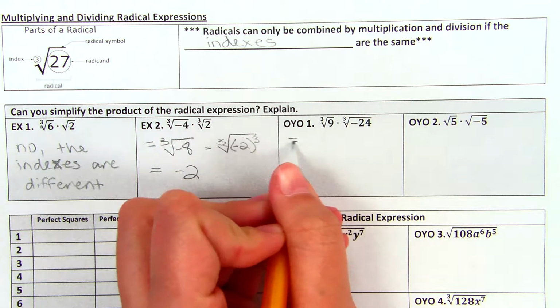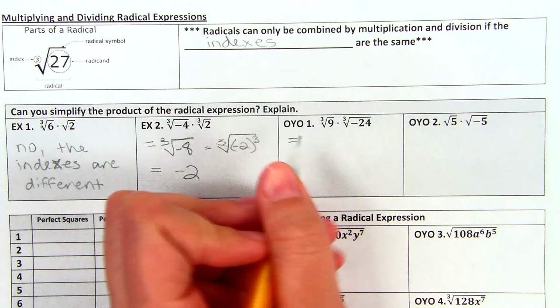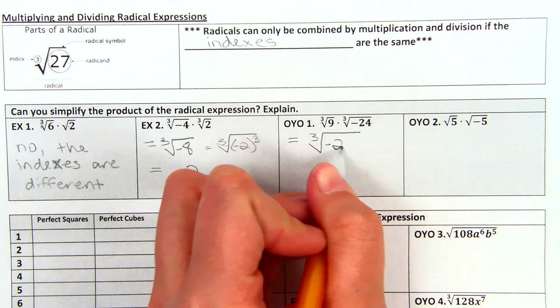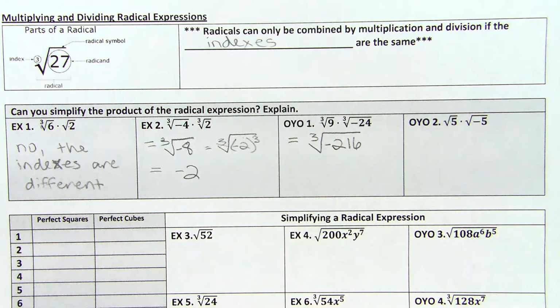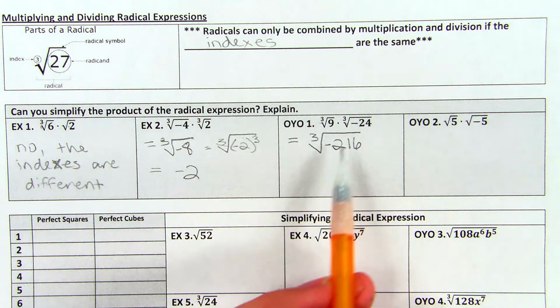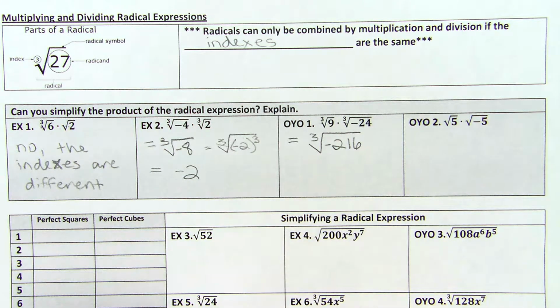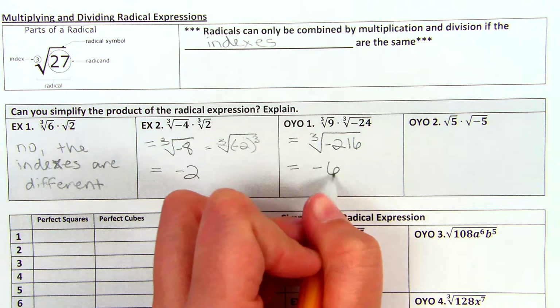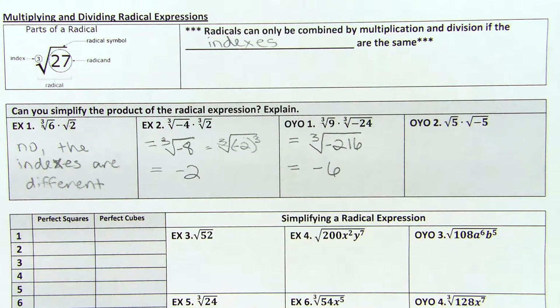So what we get here is 9 times negative 24. So that is negative 216. So we want to take the cube root of negative 216. 216 is a perfect cube, so that means there is a number that we multiply by itself 3 times to get that negative 216, and that answer is negative 6. So yes, we can simplify this, and we can simplify it all the way down to negative 6.